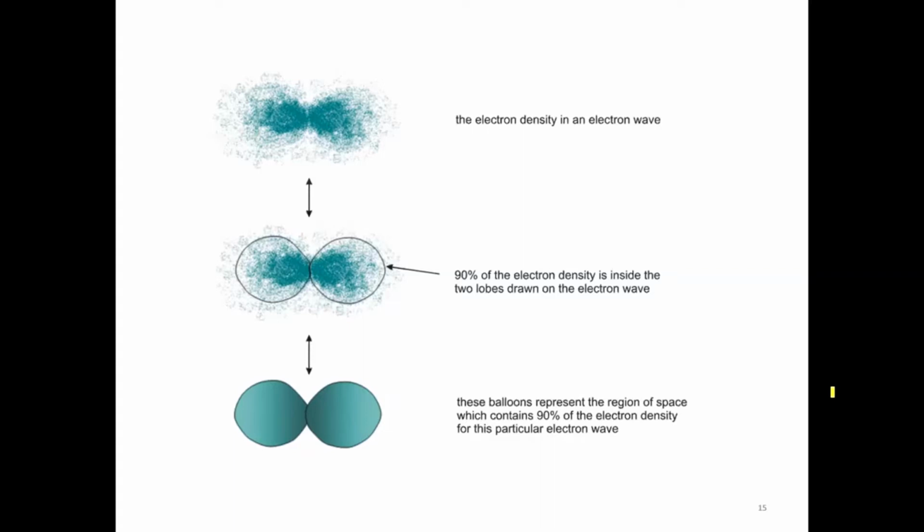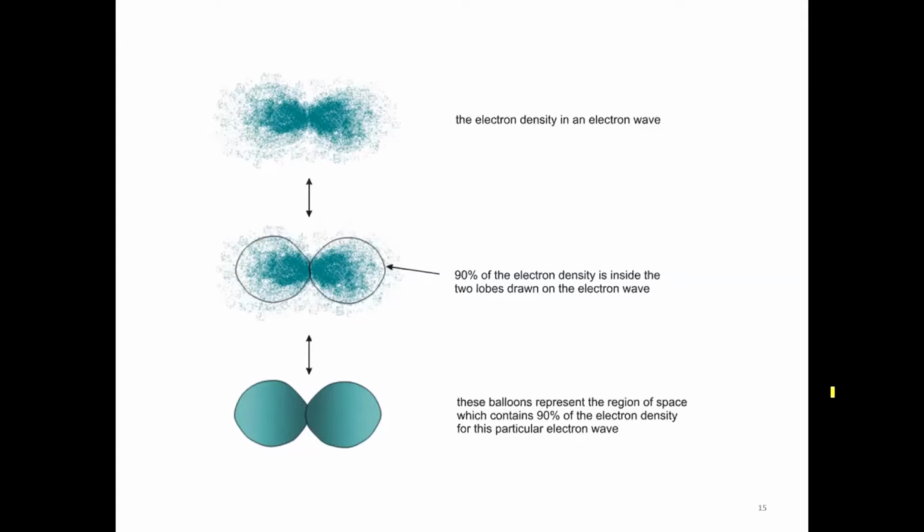Notice that there's a node in between the two lobes. In other words, the electron has about the same probability of being on one side or the other, but it's never in the middle. So it's not like it travels from one lobe to the other, the way gas particles would travel from, let's say, one tank to another one. This is just a wave that is oscillating in space within these regions of probability.